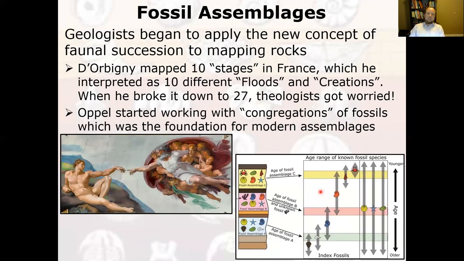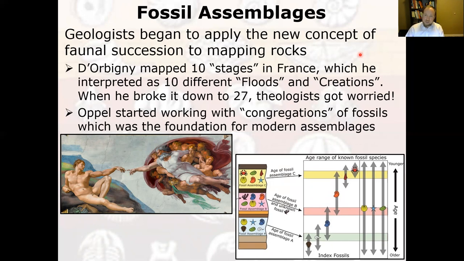So looking at fossil assemblages, geologists started using this faunal succession to map rocks. D'Orbigny mapped 10 stages in France. And again, this idea that progress gets stalled by entrenched ideas, he interpreted these 10 stages as 10 different floods followed by 10 different creations. So again, this idea that all the rocks that existed were laid down in the Great Deluge, the Great Flood, and all the organisms were entombed in that catastrophic event.